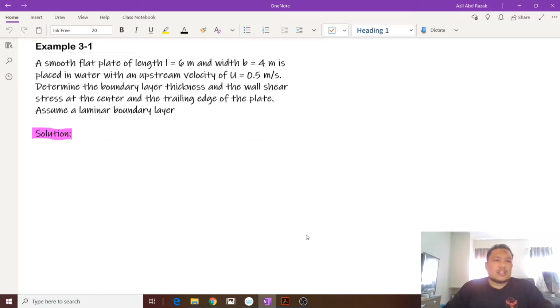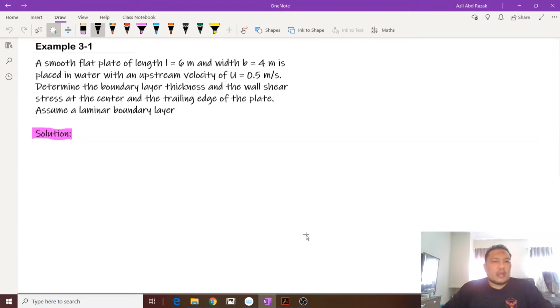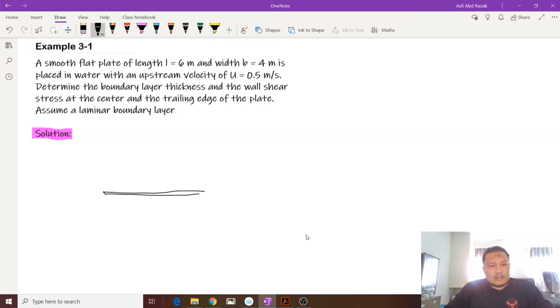And then they said to assume the laminar flow boundary layer. So the first step when we're going to solve this one, I start by drawing the boundary layer profile that develops. This is the flat plate inside the water, and the flow comes from this way. This is the velocity coming from this way, and the boundary layer develops here.